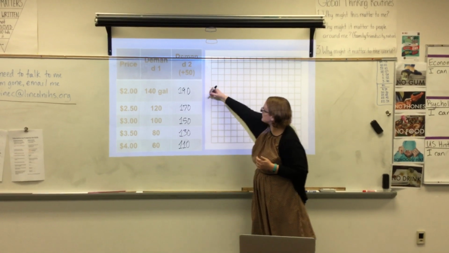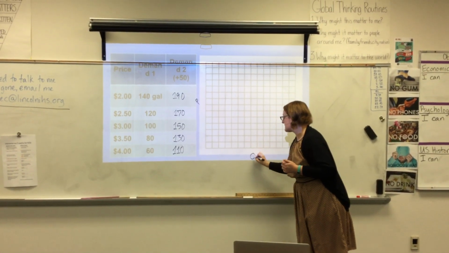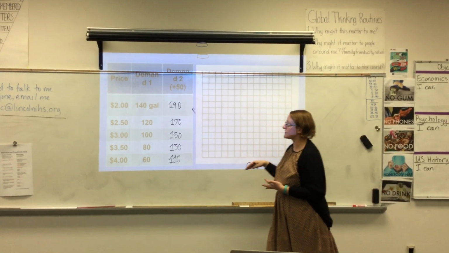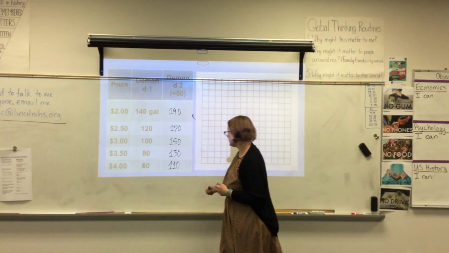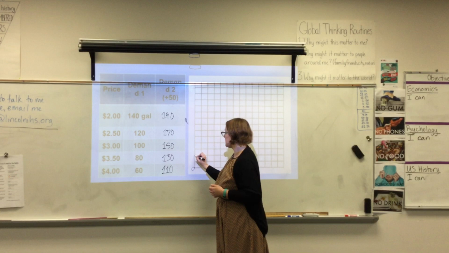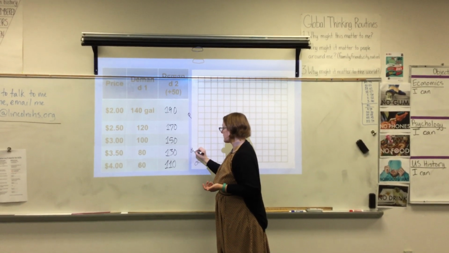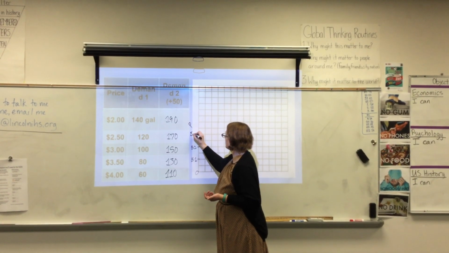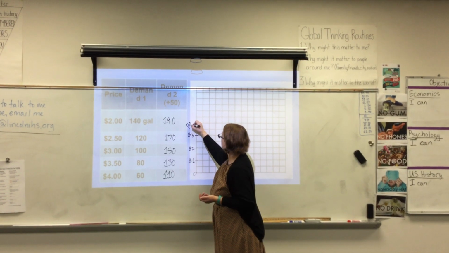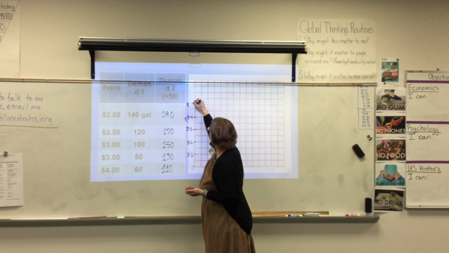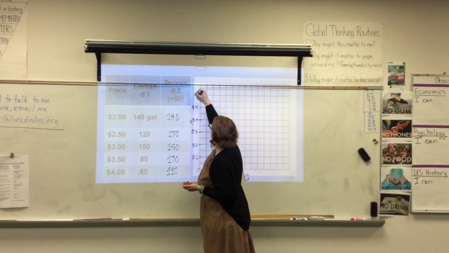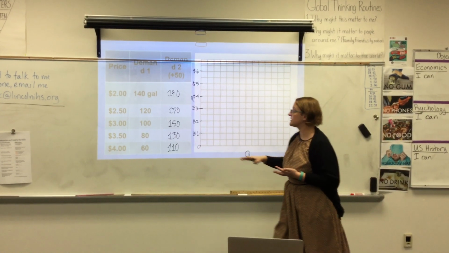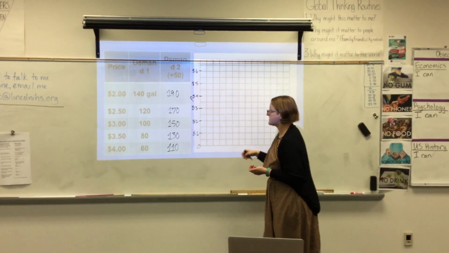And the first thing I need to label is my axes. I've got price and quantity demanded. And now I need to come up with some sort of increment that makes sense. I know that I need to go up to $4. So it would make sense to do $1 increments. So I'll do 1, 2, 3, 4, 5, and 6. You should have something similar to that. At the very least, you should be able to fit your whole line on this axis.